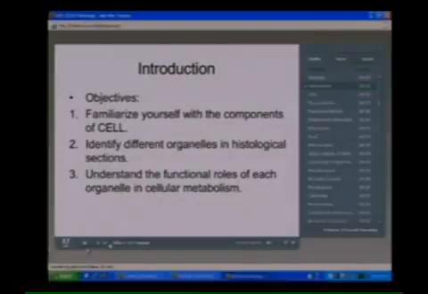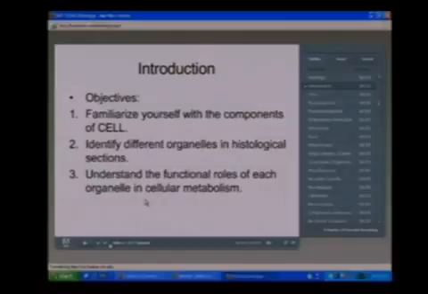This is the introduction part, just like an objective which I gave to you in the class: familiarize yourself with the components of the cell. Okay. How many of you have done this in your earlier class, about the cell?